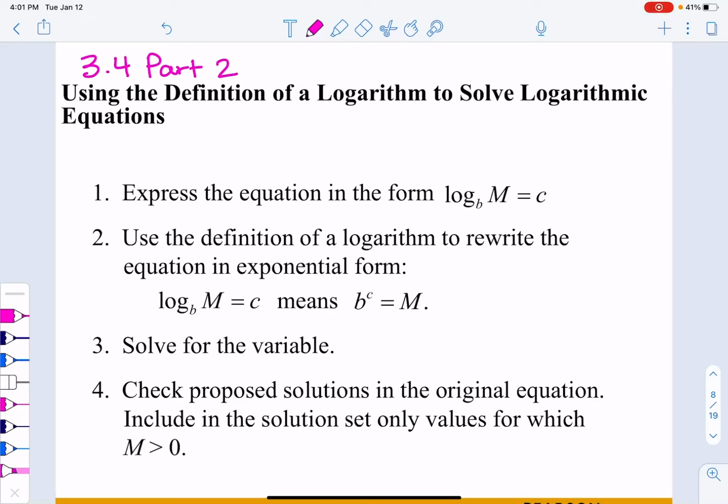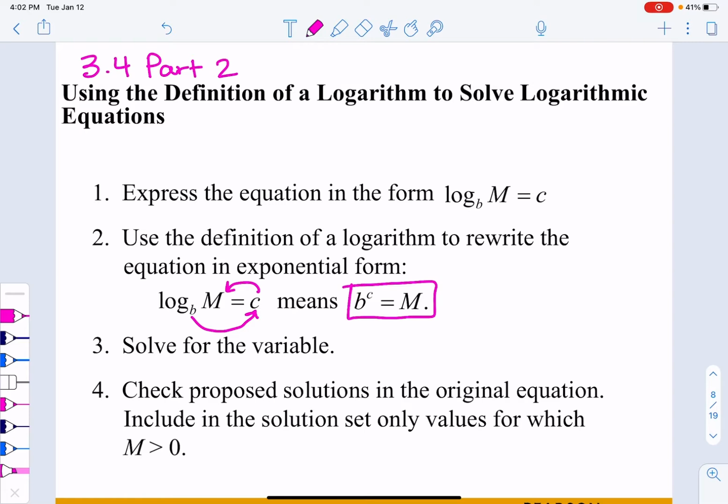Looking at section 3.4, part 2, I'm going to start by using the definition of a logarithm to solve logarithmic equations. Step number 1 says to express the equation in the form log base b of m is equal to c. Use the definition of a logarithm to rewrite the equation in exponential form, meaning we're taking whatever that base is, raising it to the power c, and setting it equal to m. So that's where we get this b to the c is equal to m.